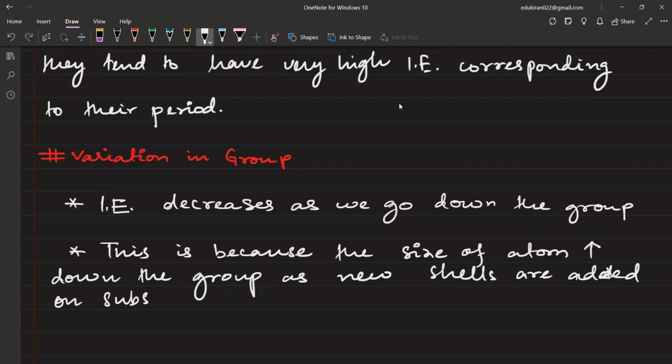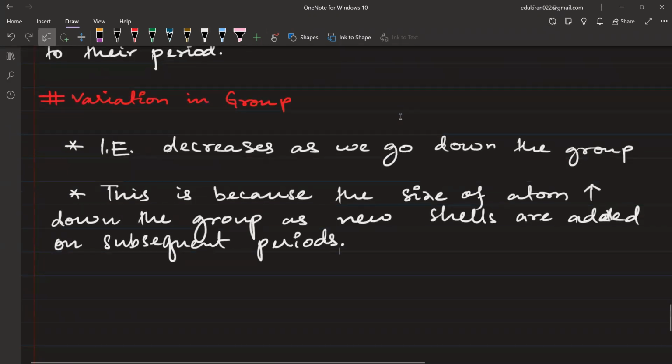On subsequent periods. Okay. Please remember, if we are in the same group, then the period number is changing. Okay, if we are in the same group, then what is changing? The period number is changing.